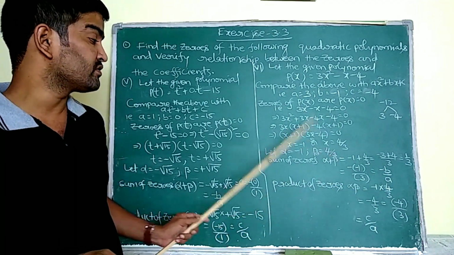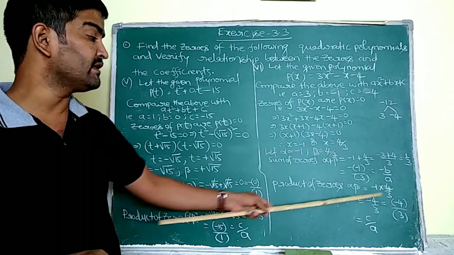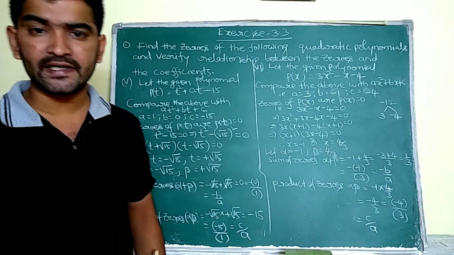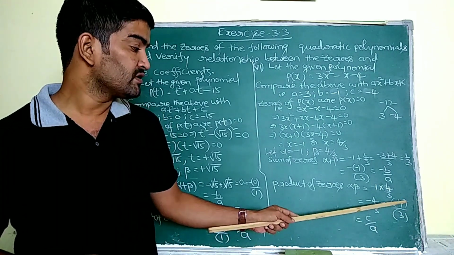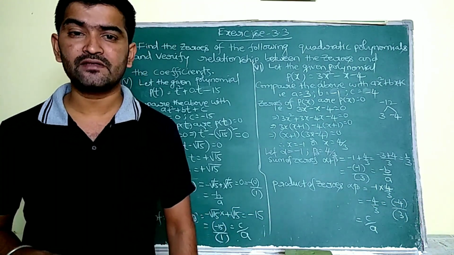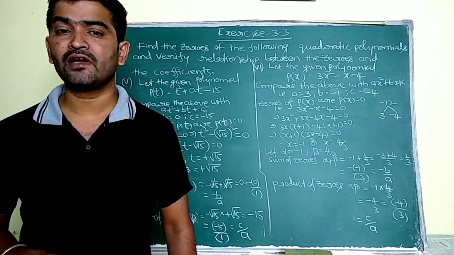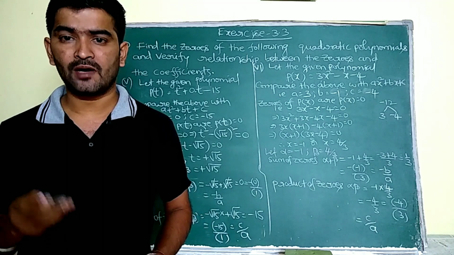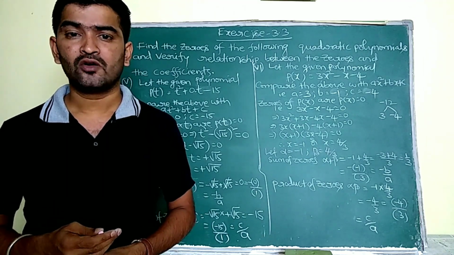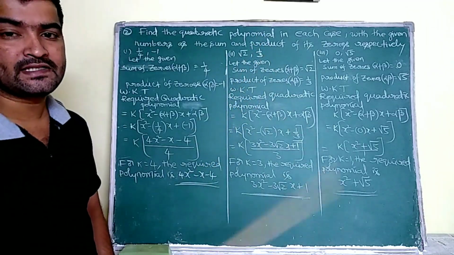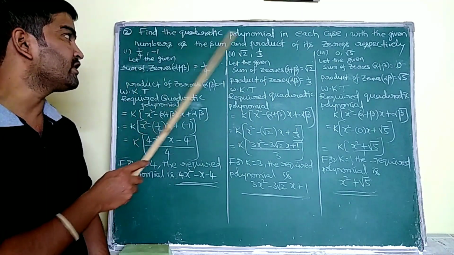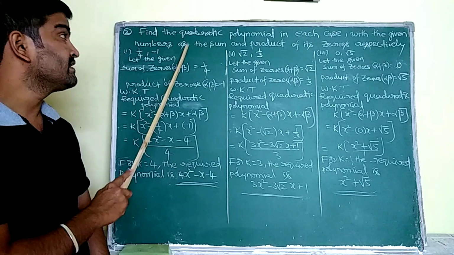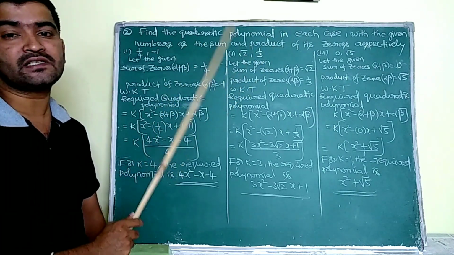Now product of zeros. See, minus 1 into 4 by 3, so minus 4 by 3. Now I have to verify whether this minus 4 by 3 is equal to c by a or not. So minus 4 by 3. Yes, it is verified. In this way we are going to solve the quadratic polynomials by comparing with its zeros and coefficients. See, in the second question he asks us to find the quadratic polynomial in each case with the given numbers as sum and product of its zeros respectively.